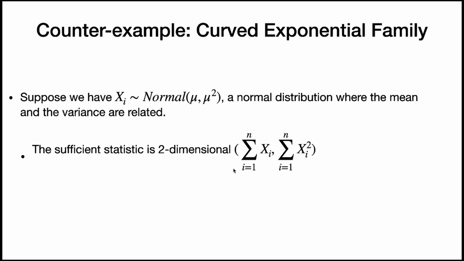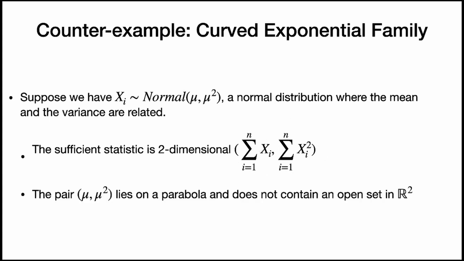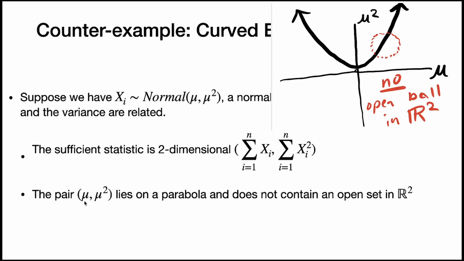So the sufficient statistic, again, is going to be our sum of the xi and our sum of the xi squared. And so we want to know, does the parameter space contain an open set in R2? Well, when we look at the pair mu, mu squared, and if we drew this, this is no longer the whole upper two quadrants of the plane. This set of points defines a parabola, right? And a parabola is just a line that does not contain a whole ball, an open set in R2. So because there's no open set, there's no complete statistic. This is sufficient, but not complete.